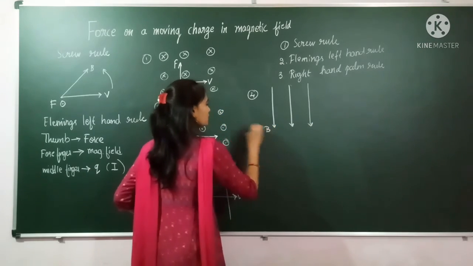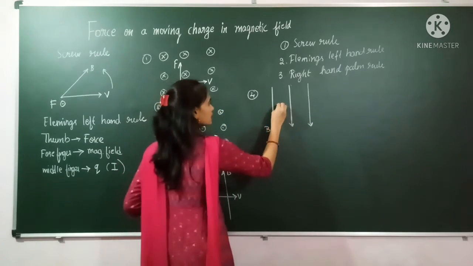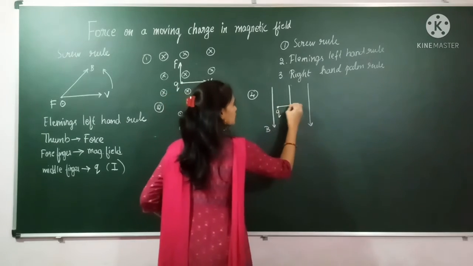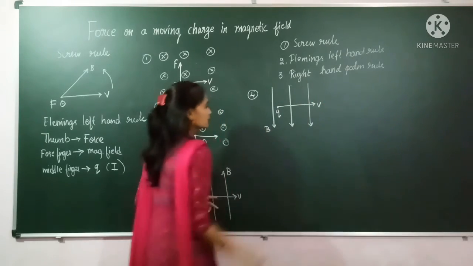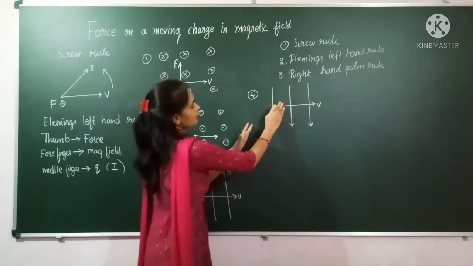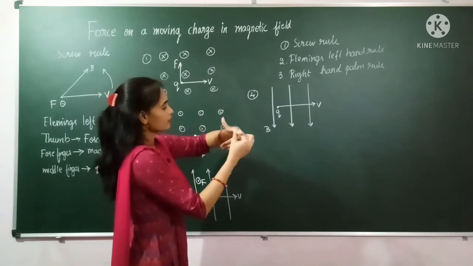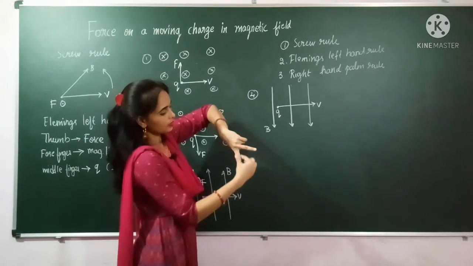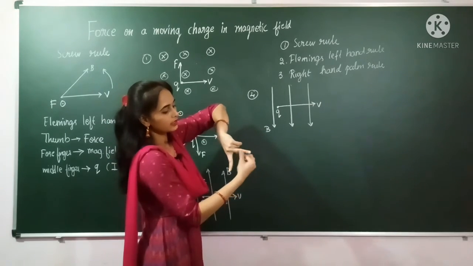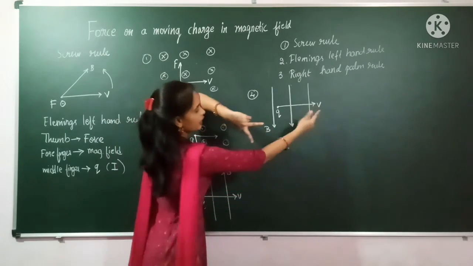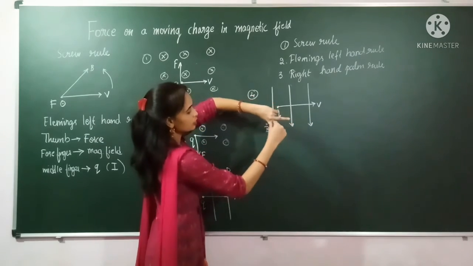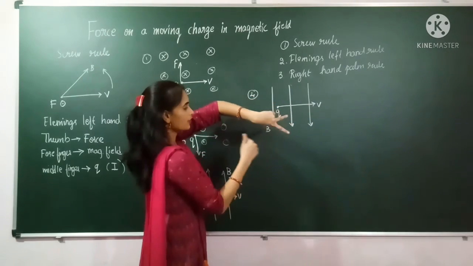So this is the direction of magnetic field, and this is the charge q, and this charge is moving like this with velocity v. Now determine the direction of the force. So now place the magnetic field downward. Magnetic field is downward, and this is the direction of the charge, and the thumb is pointing inward.